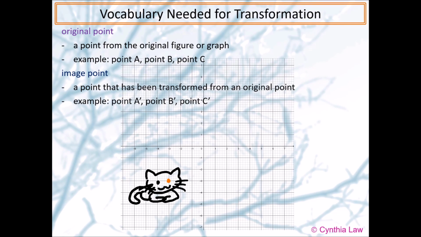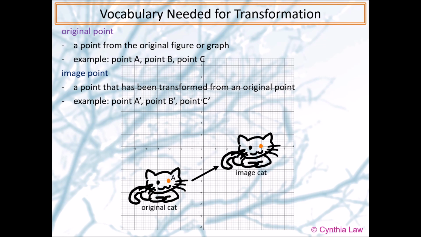So back to the example of my cat. Let's focus on its left eye. So let's say we focus on that one point and we transform the whole cat. But now we want to talk about the specific point of that left eye. So for the original point, that would be the point (-3, -3). After the transformation, then the image point is the point (5, 0). So we have the original cat. The left eye is called A.